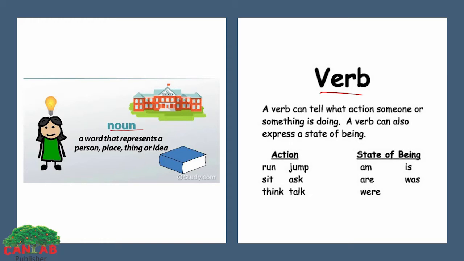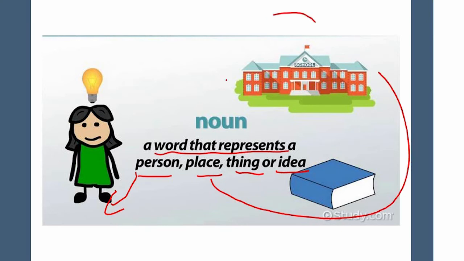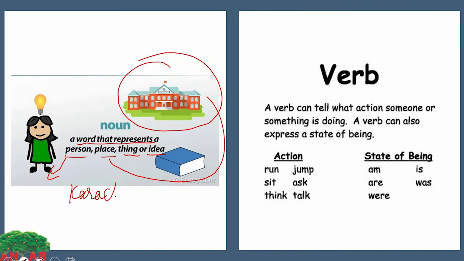Look at the noun first. What is noun? A word that represents a person, place, thing or idea. Here you can see a person is a girl. A place is, yes, we have a school here. It can be any city or country too, like Karachi, Islamabad.